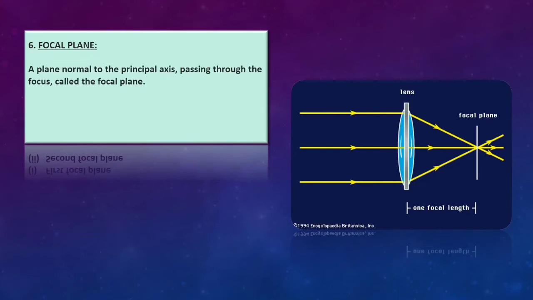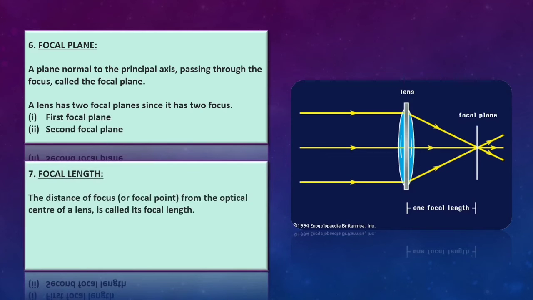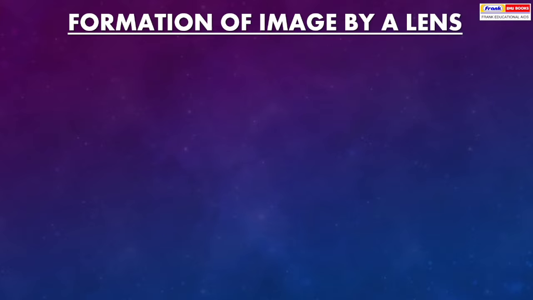A plane normal to the principal axis passing through the focus is called the focal plane. A lens has two focal planes since it has two foci: first focal plane and second focal plane. Focal length. The distance of the focus or focal point from the optical center of a lens is called its focal length. A lens has two focal lengths, first focal length and second focal length.